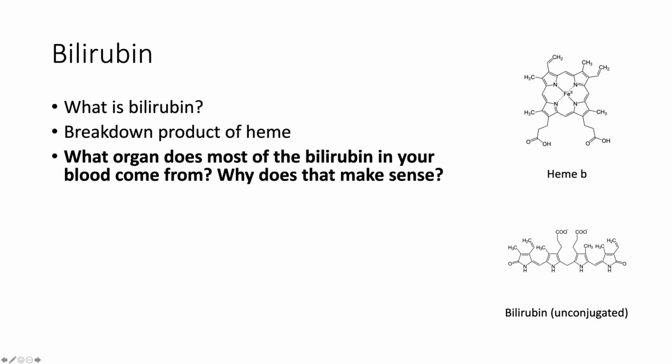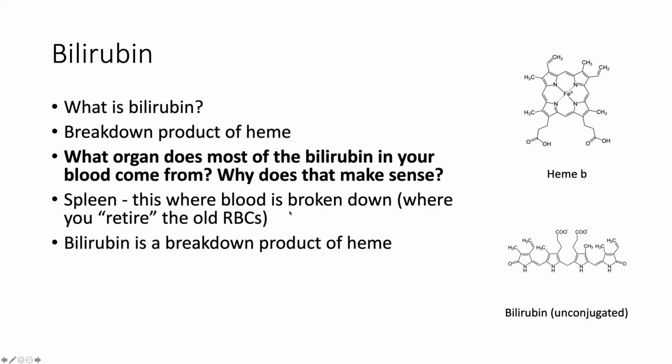So Fong, what organ does most of the bilirubin in your blood come from? And why would that make sense? You mean liver? Actually not. The bilirubin goes to your liver, but what makes the bilirubin, so to speak? So the spleen? Yeah, very good. So why would that make sense? Breakdown. Yeah, because that's where your blood cells are broken down.